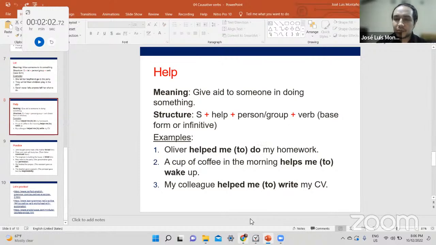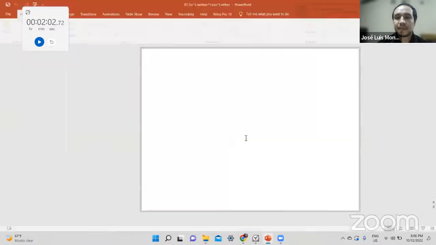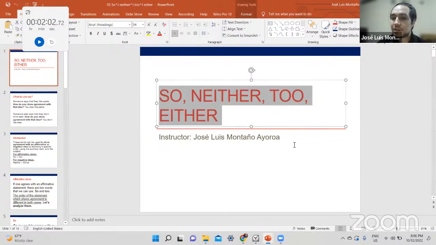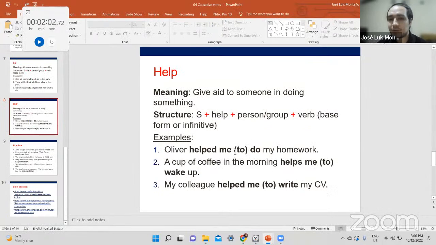Now, we have a topic that is interesting, but it's easy. I'm going to show you. But before going to this topic, you're going to have your first writing exercise. After this writing exercise, you're going to be covering so, neither, too, and either. And you're going to learn in a formal way how to say this, because I know that many people use these words, but they do it very informally. For example, when you say me too or me neither, it's informal, and it's incorrect when you have a professional conversation. There's a formal way to say those ideas.